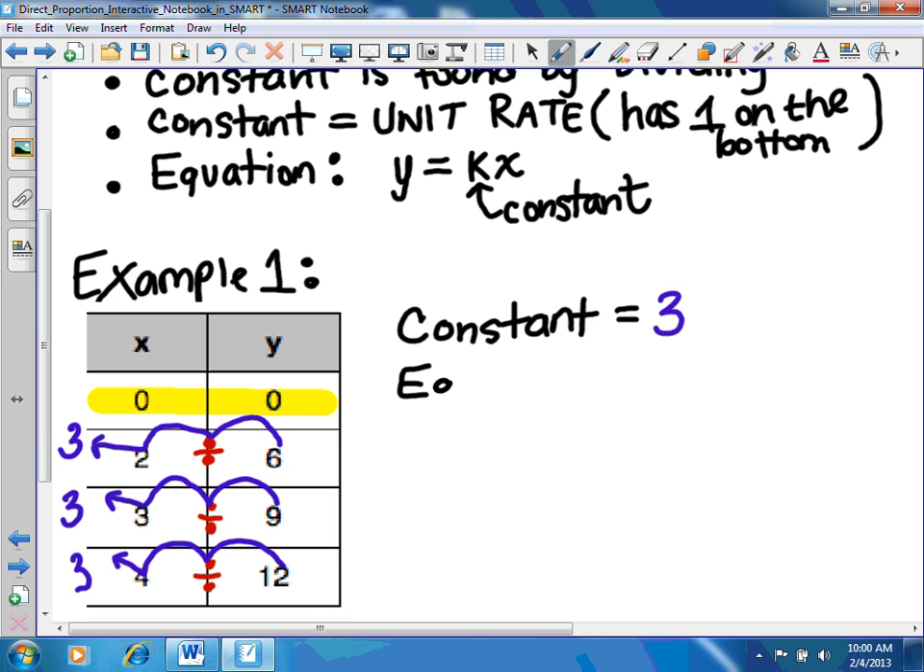If the constant's 3, that means I can write my equation then. What will my equation be? Y equals, it goes right here. So what? 3. Use your color pencil. 3 what? Yep, that's it. There's your equation. Y equals 3x.